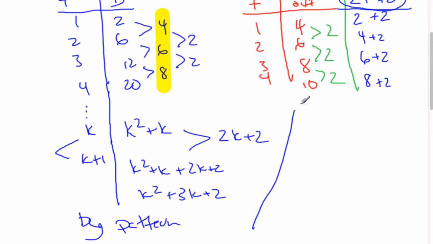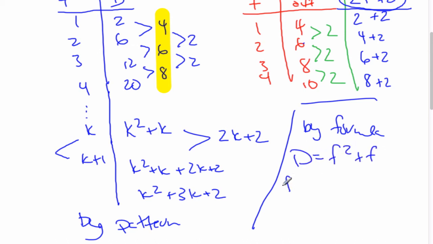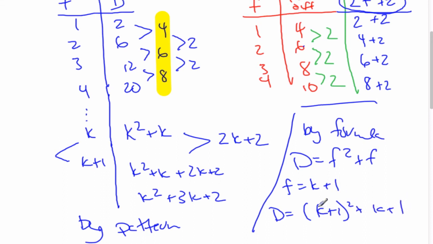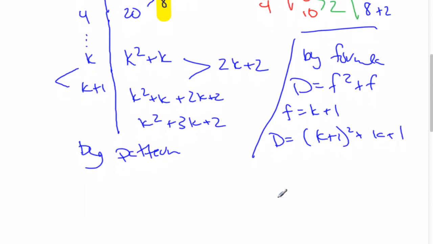I know I have to also do it by formula. Well, here's our formula. And I let f be k plus 1. So d is k plus 1 squared plus k plus 1.